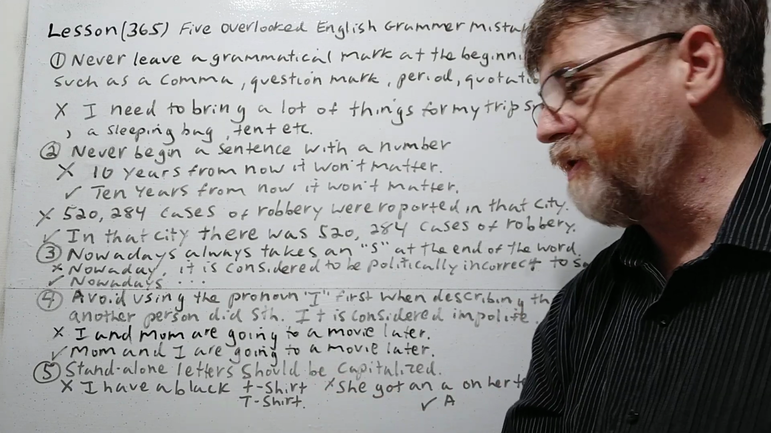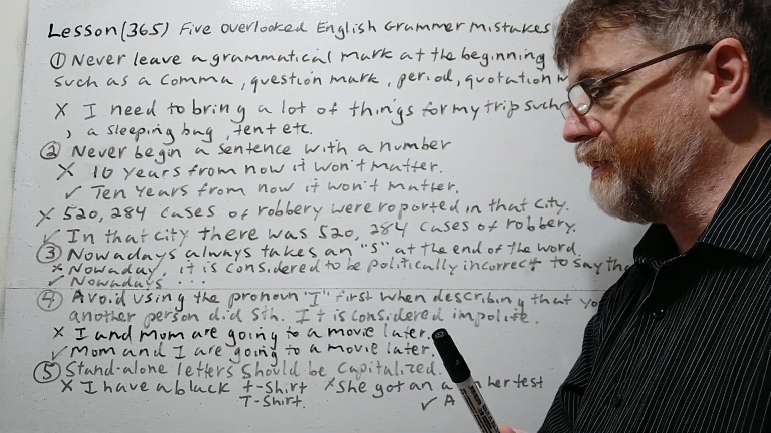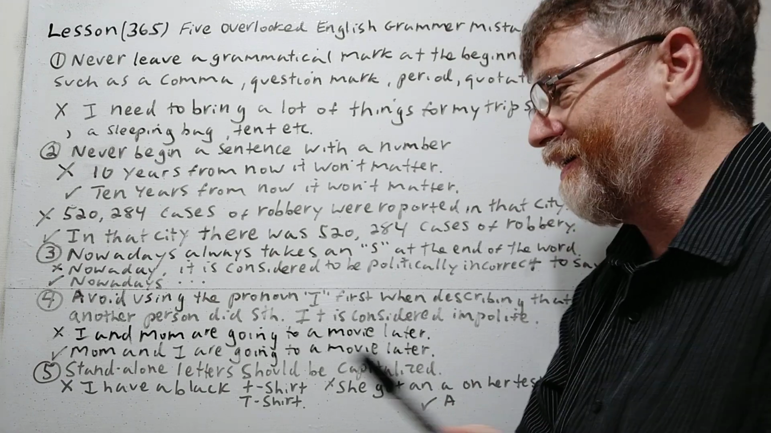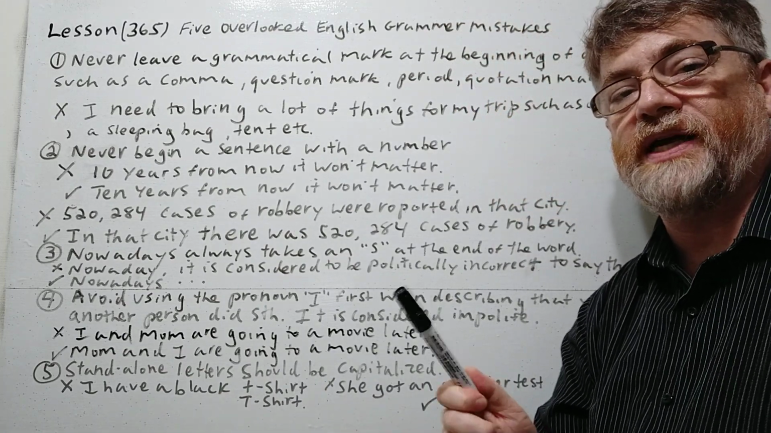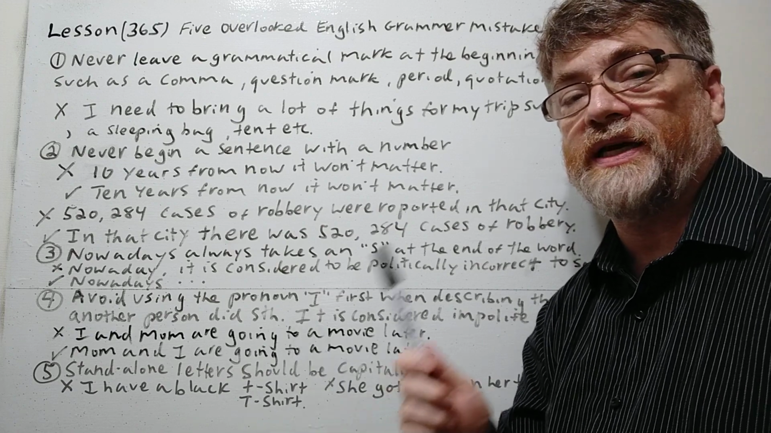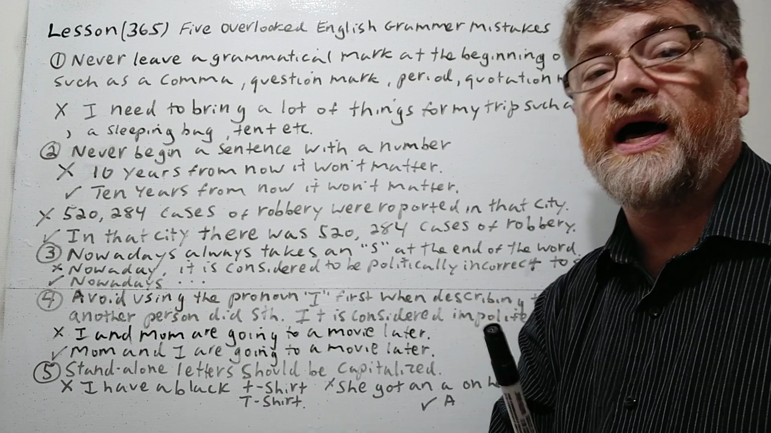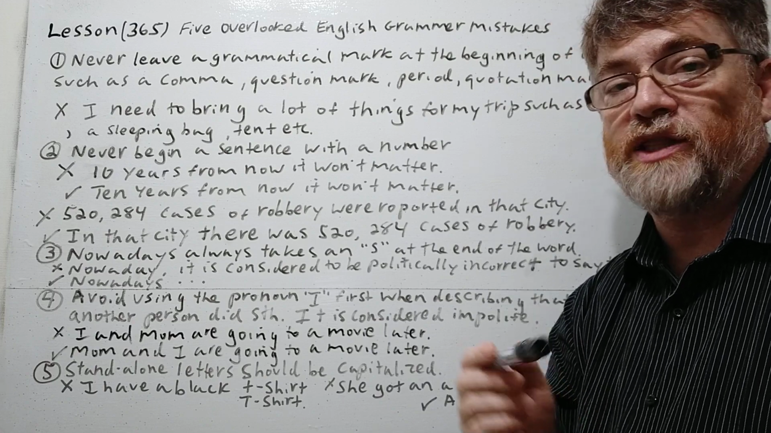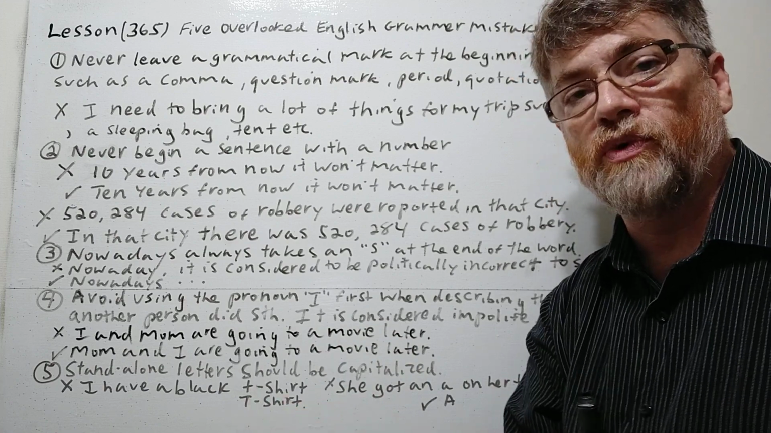Okay, and number 5 here. Standalone letters should be capitalized. This is one that I've sometimes seen native speakers make a mistake on. I have a black T-shirt. I've sometimes seen articles written by native speakers where they use a small t. You're not supposed to use a small t as a standalone letter. It has to be a capital T with T-shirt. That's why I in English is always capitalized too. It's a standalone letter. So you can't write the pronoun I as a small i. It always has to be capitalized. It follows this same rule.